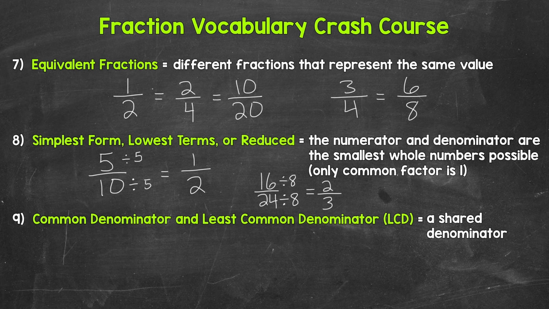16/24 simplifies to 2/3. Moving on to common denominator and least common denominator now, let's focus on common denominator first. And a common denominator is just a shared denominator. So a shared denominator between two or more fractions. The same denominator. So for example, 1/4 and 3/4 have a common denominator of 4.